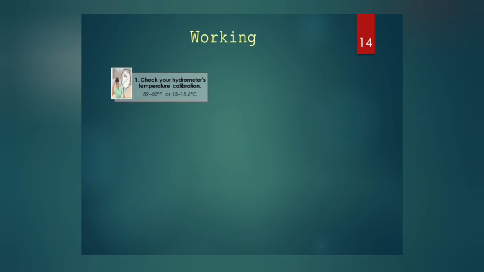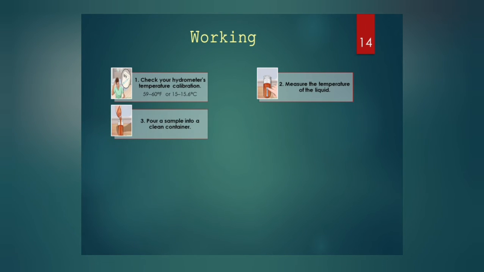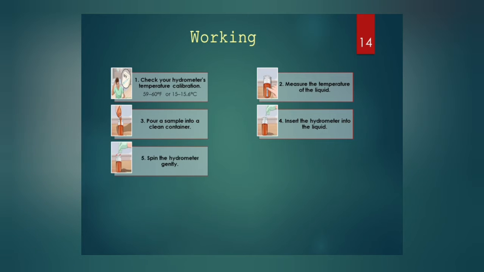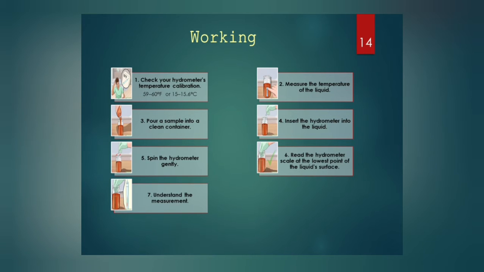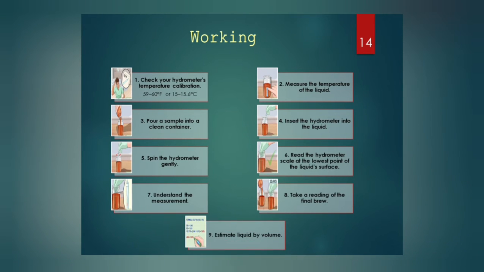Working. First, check your hydrometer's temperature calibration. It can be 59 to 60 degrees Fahrenheit or 15 to 15.6 degrees Celsius. Then measure the temperature of the liquid. Pour a sample into a clean container. Then insert the hydrometer into the liquid. Now spin the hydrometer gently and read the hydrometer scale at the lowest point of the liquid surface. Understand the measurement, take a few readings, and lastly estimate the liquid by its volume.